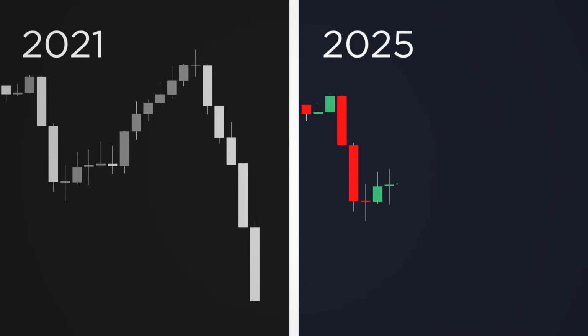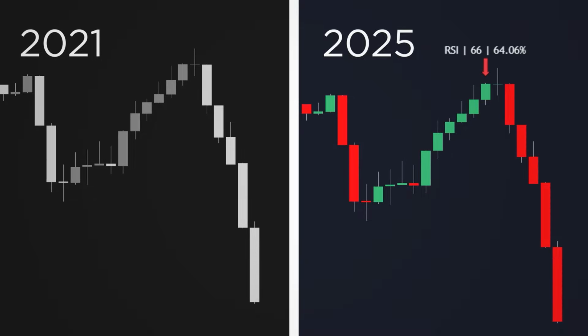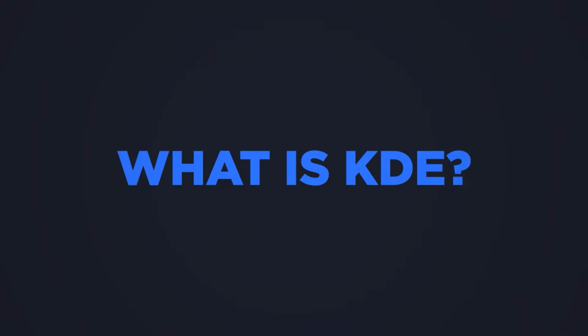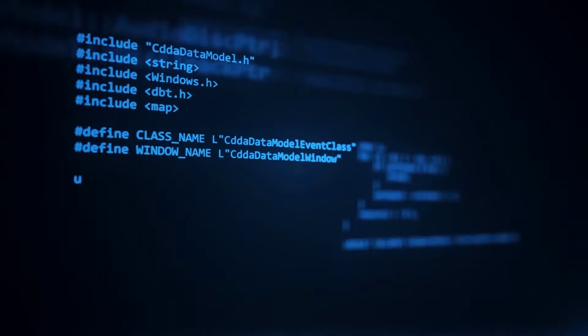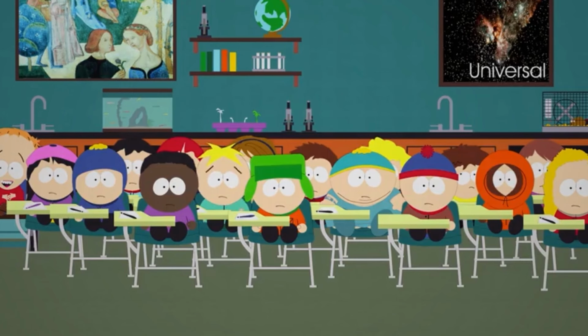So here's the thing. What if your RSI could learn where actual reversals happened in the past, and then give you a heads up when conditions look just like that again? That's where the KDE version flips everything. Okay, so what even is KDE? It sounds like a programming language or fancy term used by crypto bros. Haha, relax. I'll make this super simple.